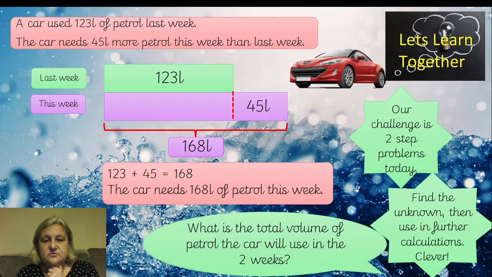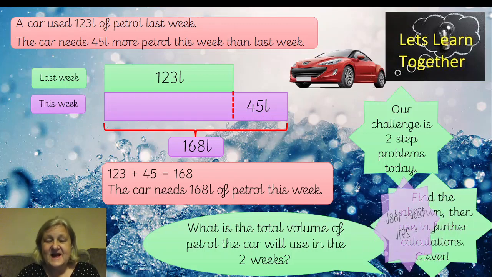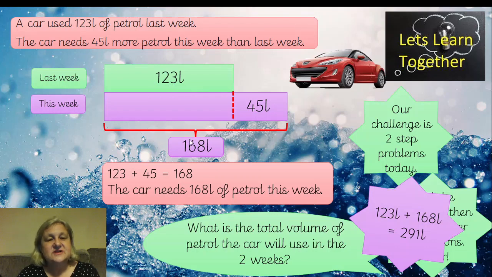Okay, so what is the total volume of the petrol that the car will use in the 2 weeks? In the total of the 2 weeks, that's the next step on. We know last week's, and we now know this week's. So with that information, we can now give the answer to the whole question, this two-part question. It's quite clever. And then we can add the two together, so we do 123 and 168, and that comes out at 291. Yes, so 291 litres over the 2 weeks.